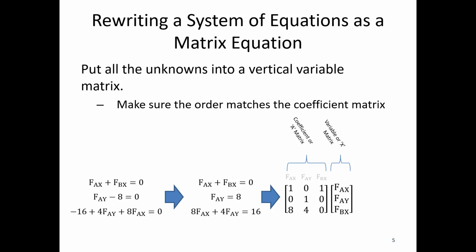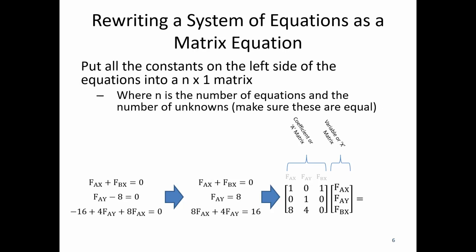We want to know what all those variables are equal to. And then finally, we're going to do the constants matrix on the left. So this is simply the constants I have left over on the left-hand side of my equation: 0, 8, 16, 0, 8, 16. All right, so this is a matrix equation that is equivalent to this system of equations.